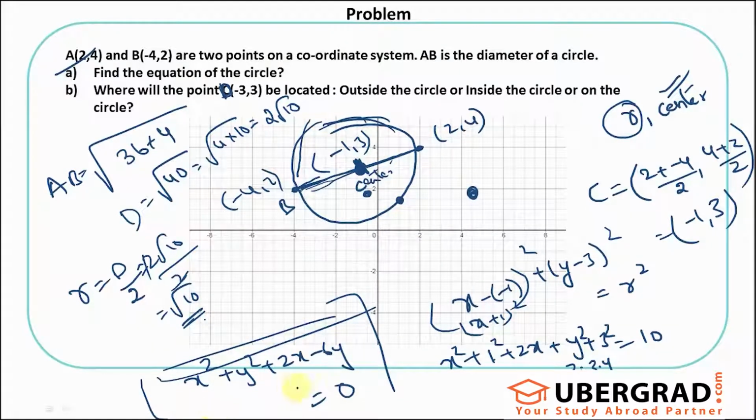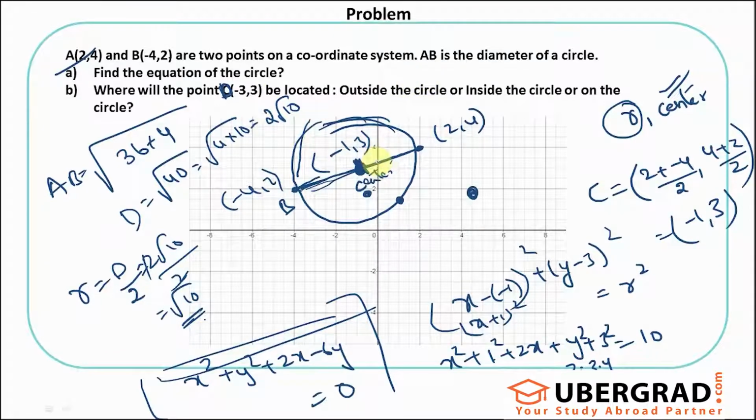Obviously one way I can do is simply this: I know the center, so find the distance between the center and the point. If that is more than the radius, it is outside. If it is less than the radius, it is inside. If it is equal to the radius, it is on the circle. That is one way to do it, right?